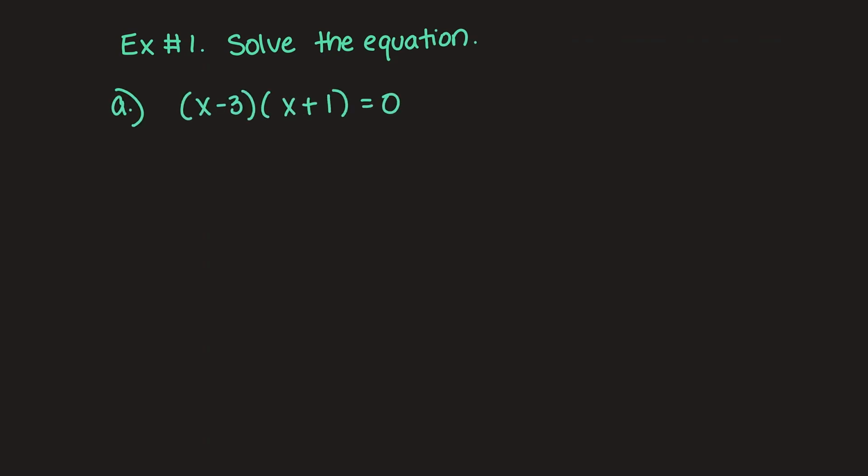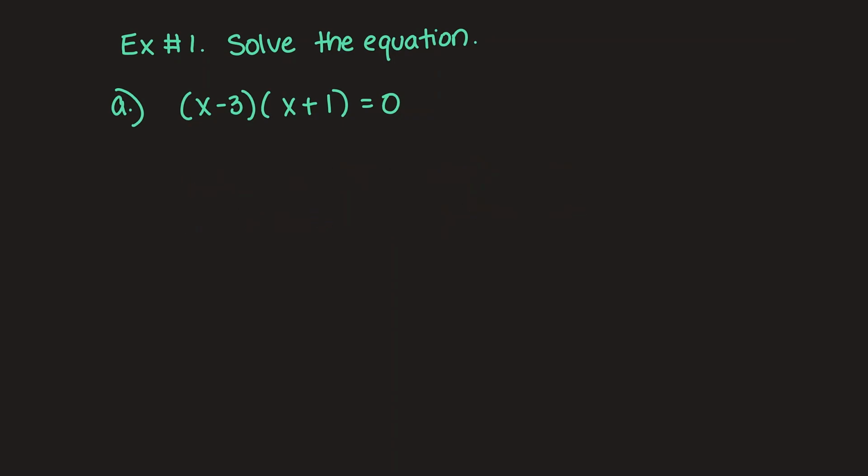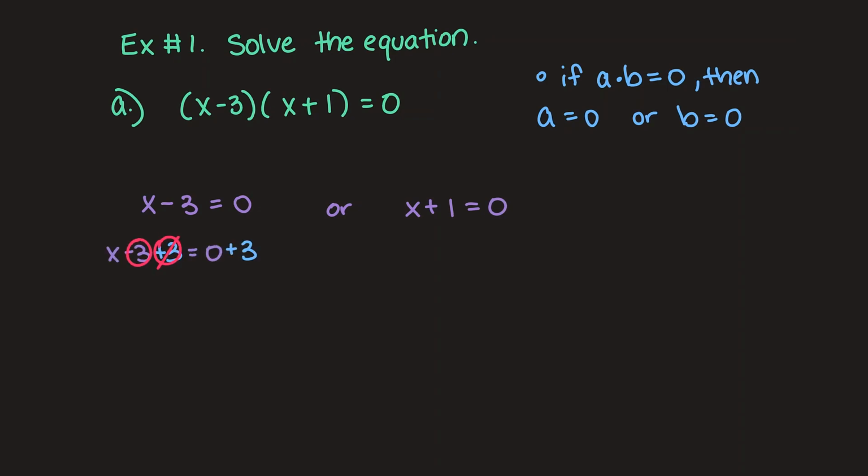So for this example, we want to solve the following equation. And recall that to solve an equation, we must find the value or values of x that will make the equation true. We can use the zero factor property to solve this. So in order for this equation to be true, then either the factor x minus 3 must be 0, or the factor x plus 1 must be 0. Thus, we will set both factors equal to 0 and solve for x.